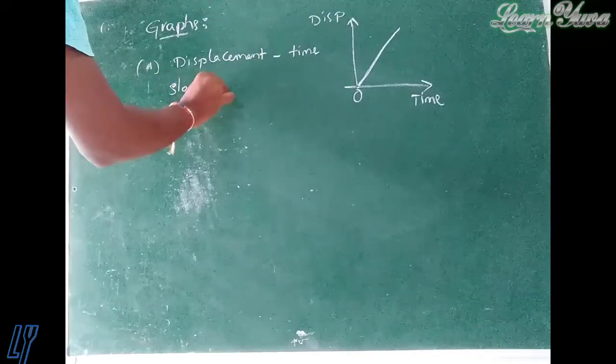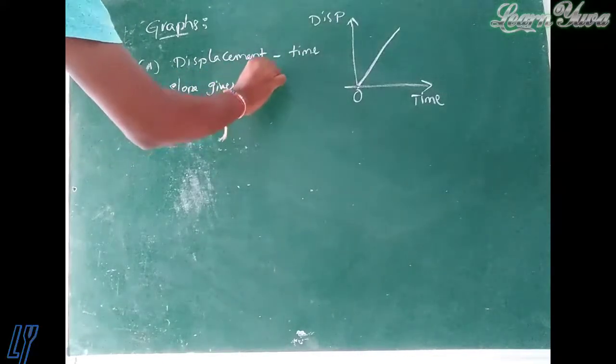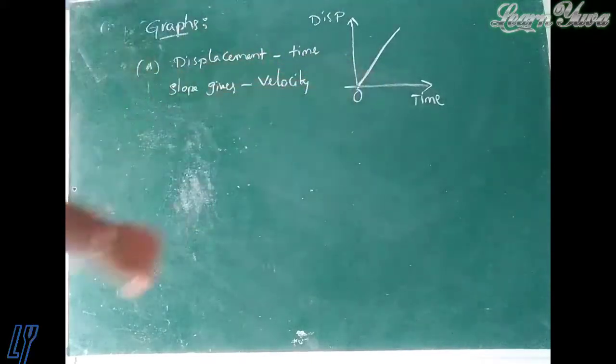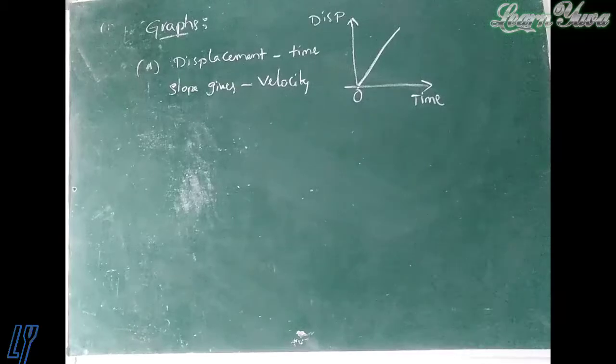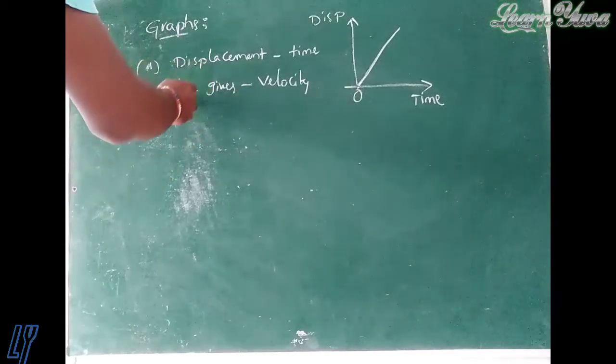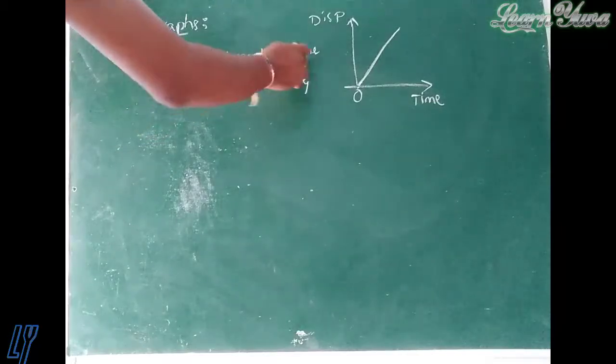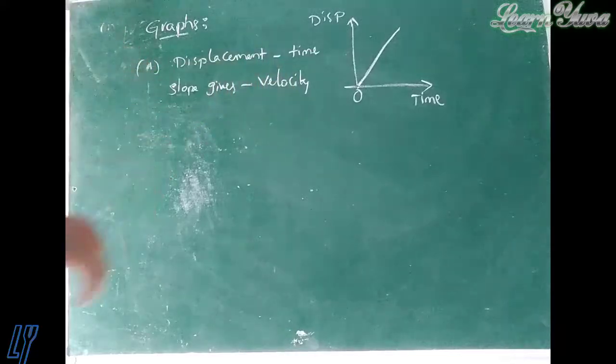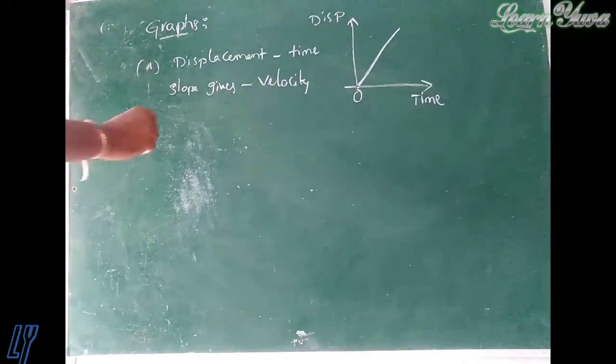Slope gives us velocity. Why velocity? Because displacement by time is nothing but velocity. So in a displacement-time graph, the slope gives velocity. And the slope of the velocity-time graph.